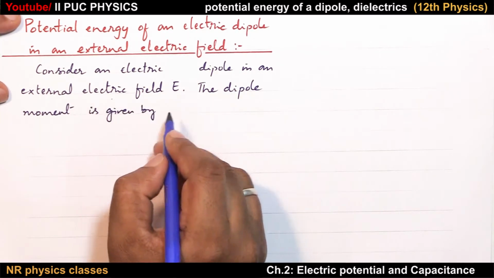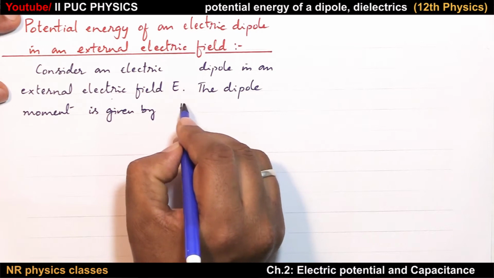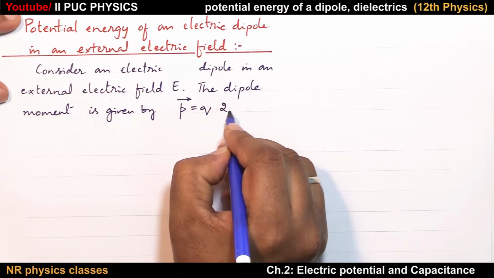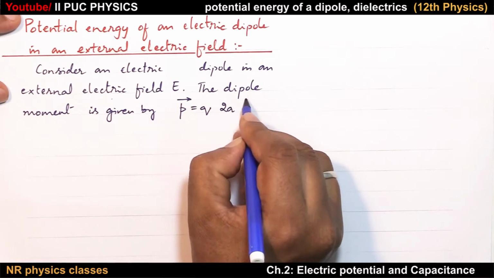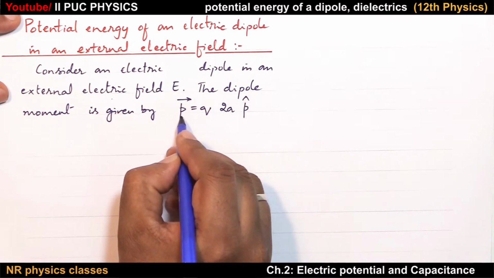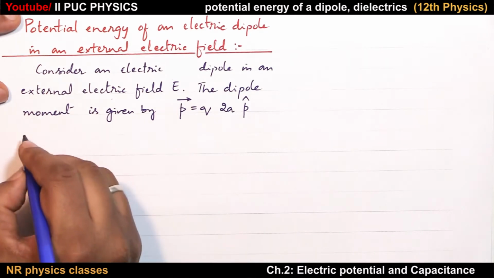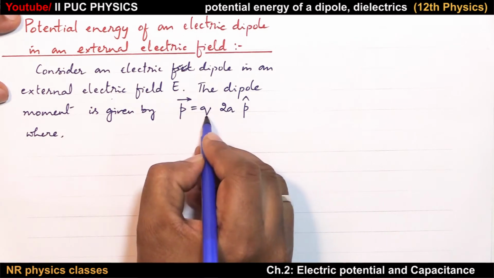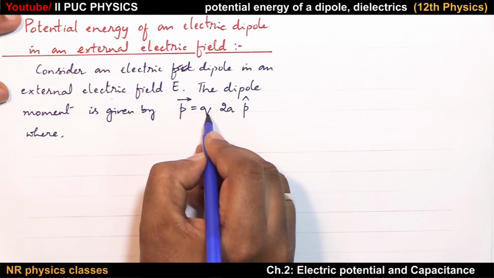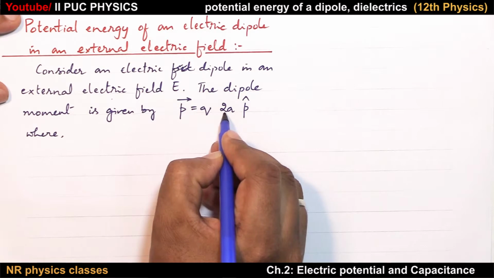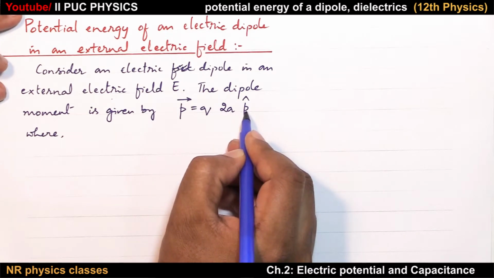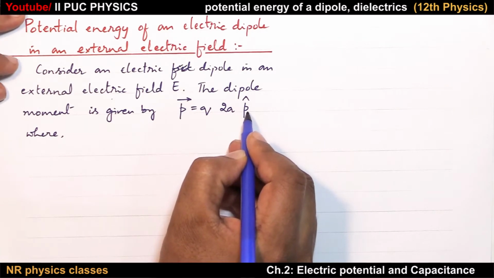The dipole moment is given by P equal to Q into 2A into P cap, small letter p, where Q is the magnitude of each charge, 2A is the distance between the charges, and P cap is the unit vector from minus Q to plus Q along the line joining the charges.